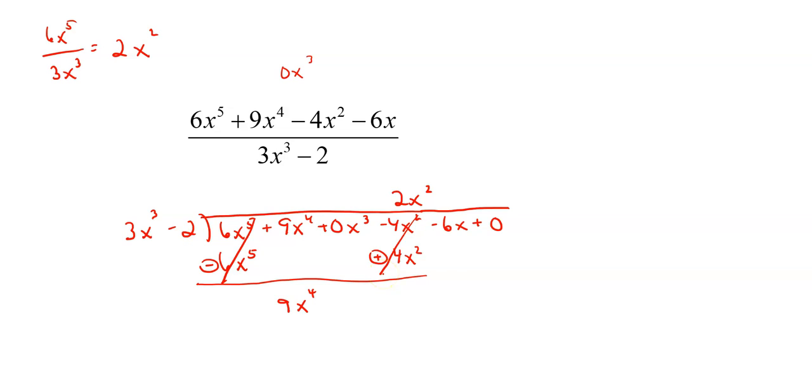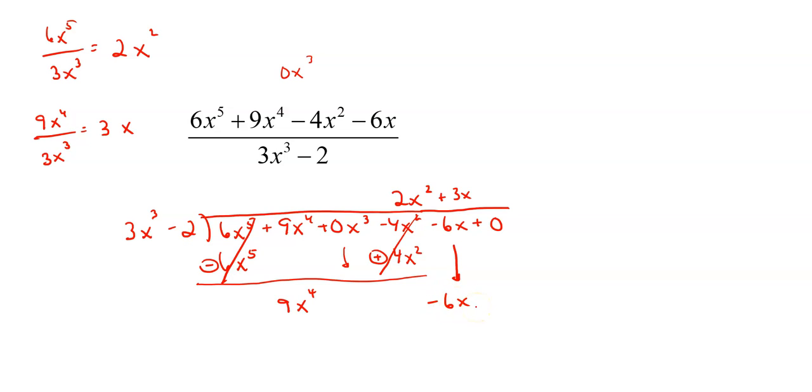So now how far do we have to go? Well, if we were to divide 9x to the fourth by 3x to the third, we'll get a 3x to the first. So 3x will be our next term, which means we're going to have an x come down, because otherwise we're going to have nowhere to put that 3x times negative 2. So what comes down? A 9x to the fourth. Nothing here, right? No x to the thirds. No x to the seconds.